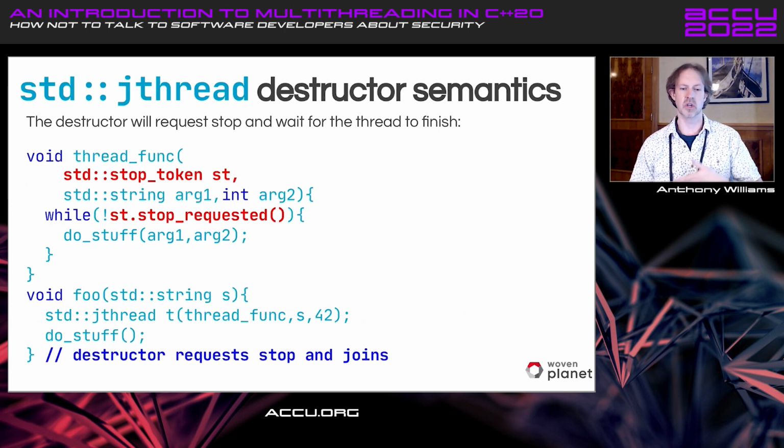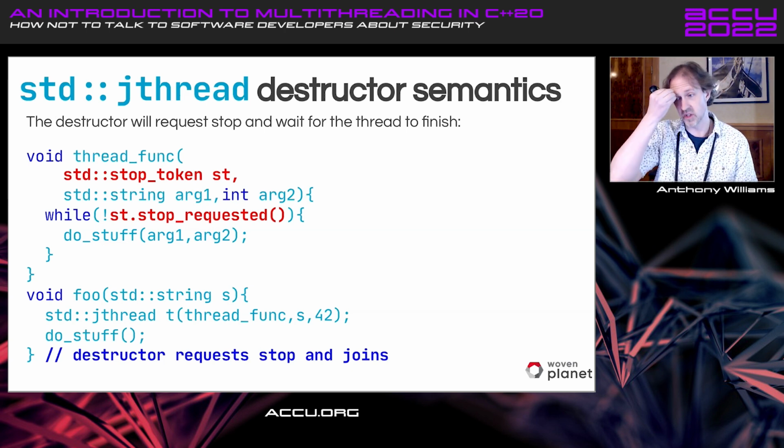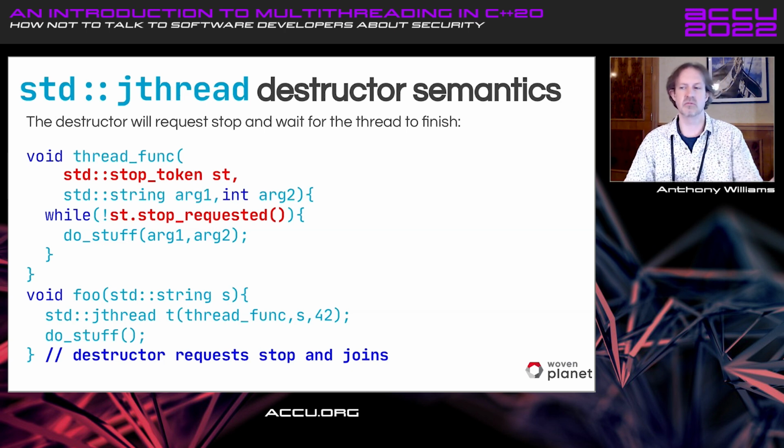Okay, so in the destructor, I already said it requests the stop and then waits for the thread. So we have our thread function that takes a stop token and it's running its loop. It's doing some stuff with the arguments you gave it. And then you've got our other function that creates a JThread to run that, and it does its own stuff. And then at the end of the scope, the destructor requests a stop and then joins.